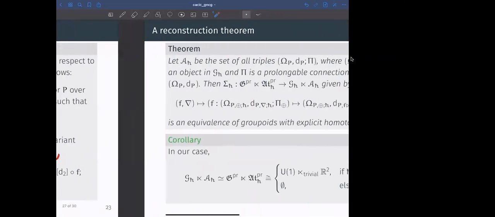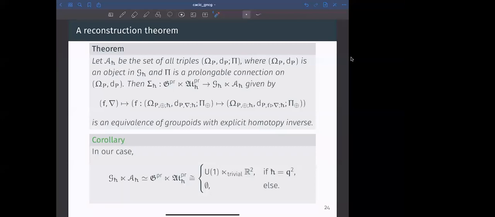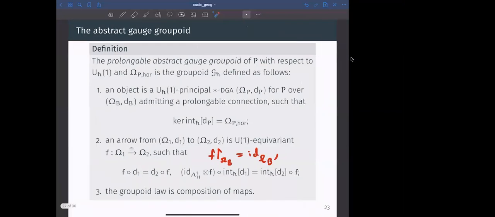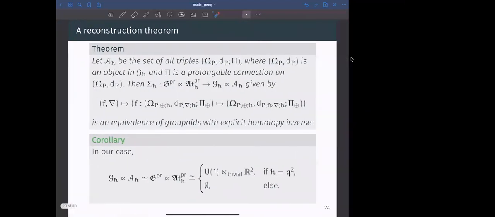And so if you put all this together, you have an abstract notion of an action of gauge transformations on connections. Let curly G sub H bar be this groupoid. Let curly A sub H bar be the set of all triples where you have an object, the suitable star DGA on the total space, and pi a prolongable connection for that particular star DGA. This groupoid acts naturally on this set, and so you can form the action groupoid of that groupoid action. And what I claim is that you have an equivalence of groupoids between the action groupoid of the affine action of this honest group on this cubic subspace of an affine space, and this abstract action groupoid of a groupoid acting on some strange abstract set, given basically by reconstruction of total calculi.